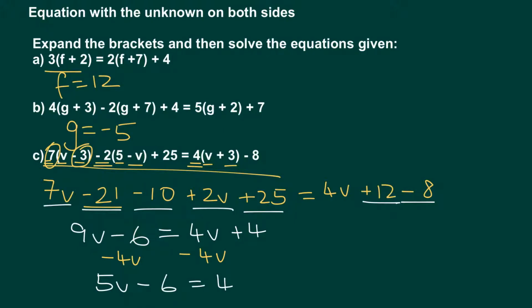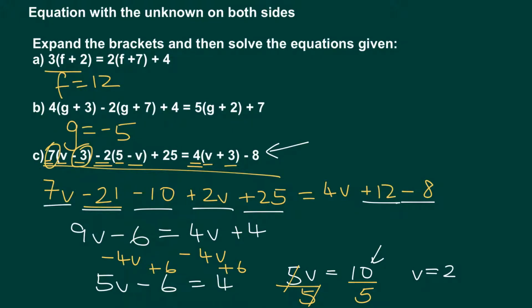equal to 4. Then, getting rid of the minus 6, we do plus 6 on this side and plus 6 on this side, which leaves us with 5v equals 4 plus 6, which is 10. Then we do divided by 5 to get rid of the 5 on this left-hand side. So we're left with v is equal to 10 divided by 5, which is equal to 2. And we can also verify our answer by simply substituting in. But we already know the process there, so I'm not going to spend time doing that.